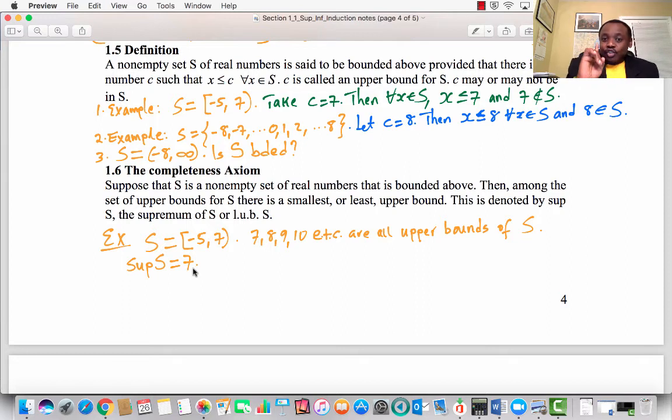So the supremum doesn't necessarily have to be an element in S, but it could be. If it is an element in S, then it is the maximum element in S. Interesting. I'm seeing so many things here. So we have the upper bound, we have the supremum, and we have the maximum. The maximum is the largest element in the set. And some sets do not have maximums. For example, the set S doesn't have a maximum, but it has a supremum.